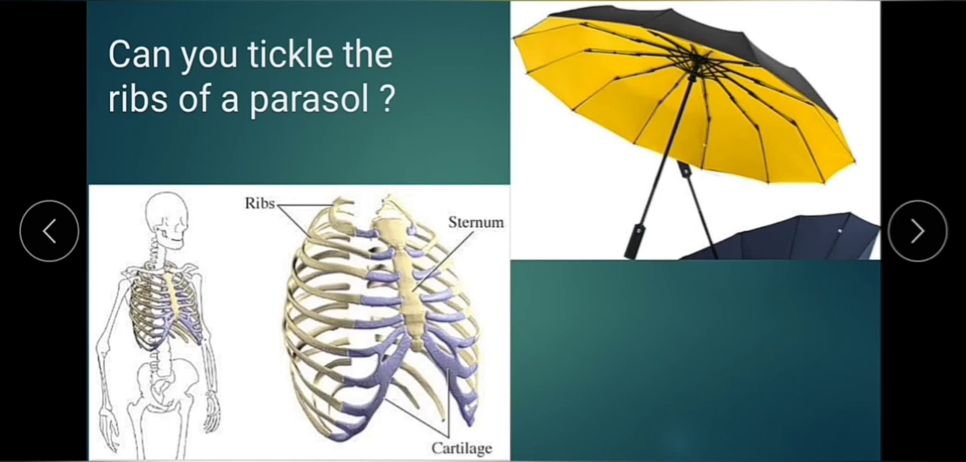Now, most human beings feel very ticklish, especially at the part of their ribs. And if we talk about tickling, we can tickle a human being. But can we tickle the ribs of an umbrella? No, right? So the word rib over here has two meanings. The ribs of the umbrella and human ribs. So that's our homograph. Now the next line.